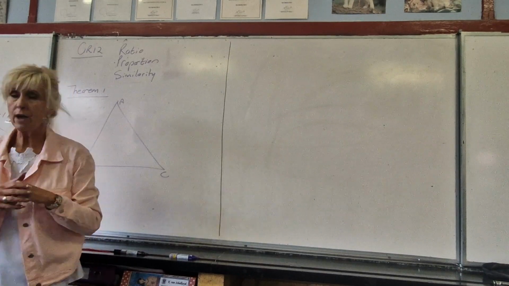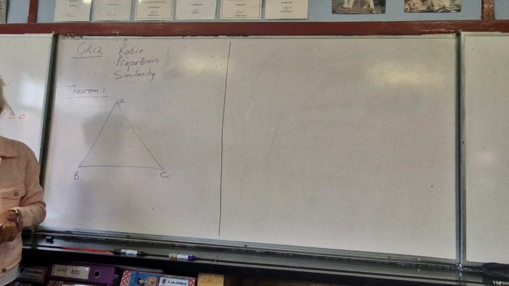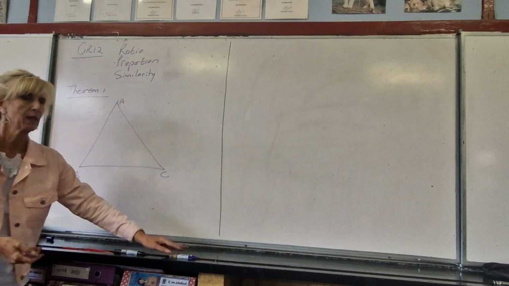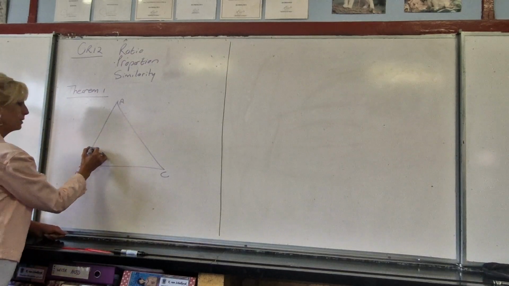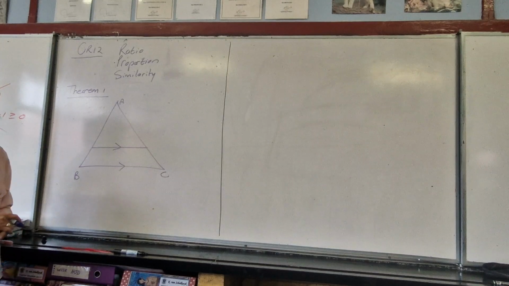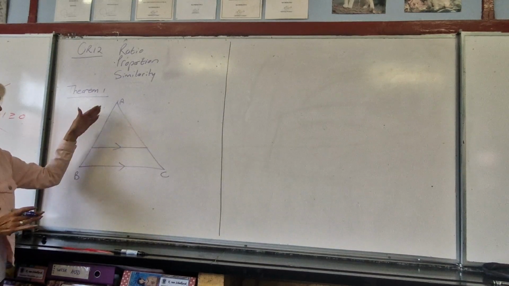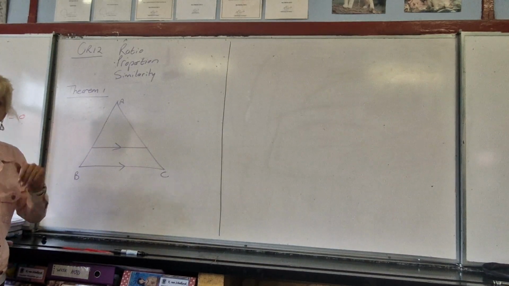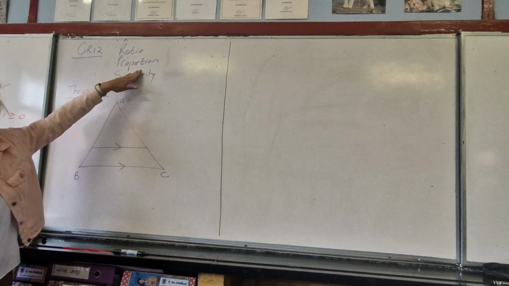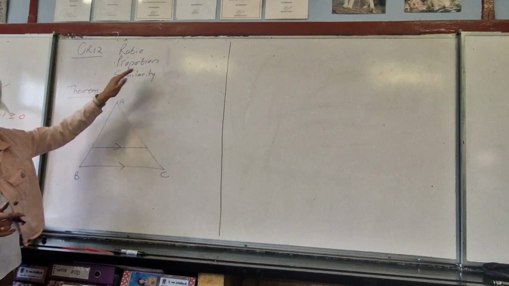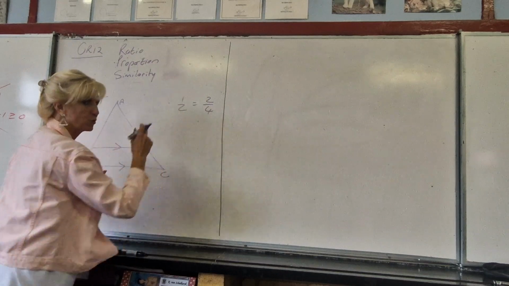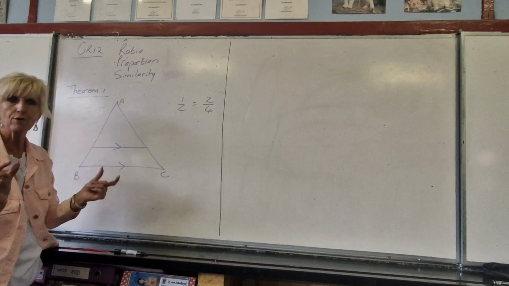Right. So in the triangle that I've started drawing here, I want to show you what theorem 1 says. And theorem 1 says the following. If there's a line drawn parallel to one of the sides of a triangle, then the sides will be in proportion. What does proportion mean? Proportion means the same ratios. So, for instance, half and 2/4, that is a proportion. The ratios are the same.